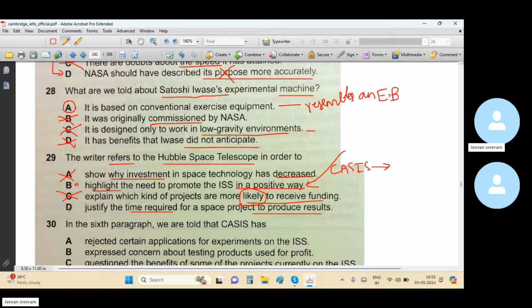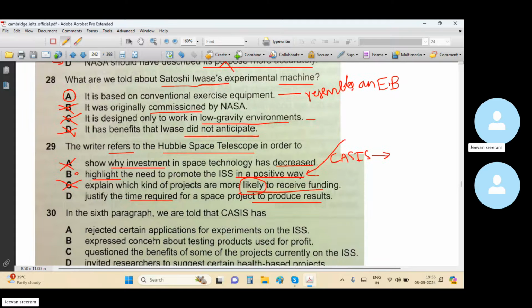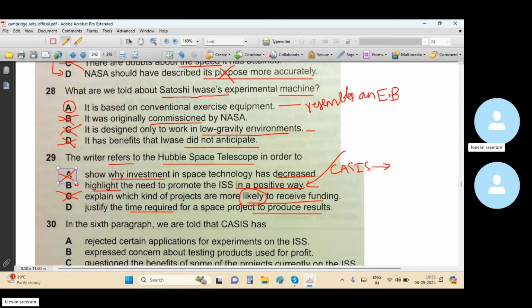Next, D, justify the time required for a space project to produce results. This is also a wrong option, because the passage does not use the Hubble Space Telescope to discuss timelines for project results. It is focused on the volume of research output as a measure of value, right? So B is absolutely correct, as A, C and D go out.